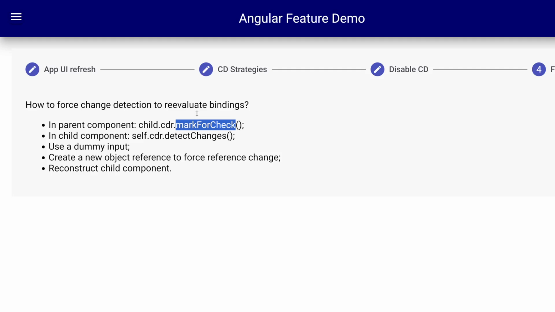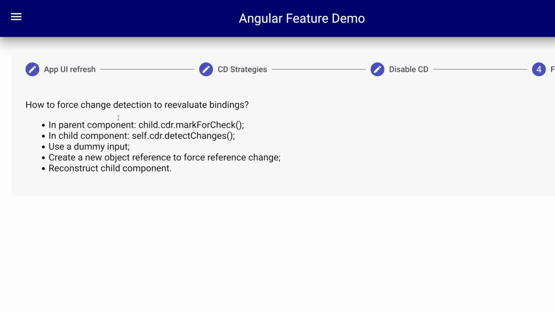So this markForCheck is for the next change detection cycle, because the change detection runs from parents to children. This is triggered in the parent component. When the children's change detection cycle is invoked, the code will be run. Yeah, it will detect changes.